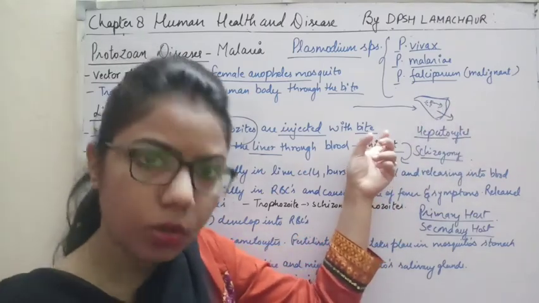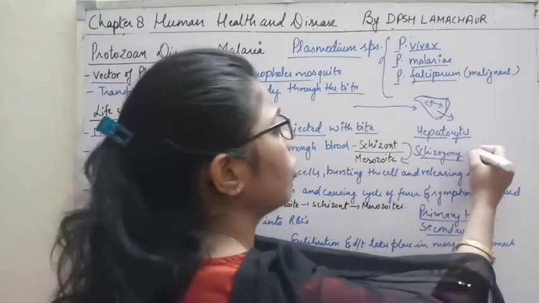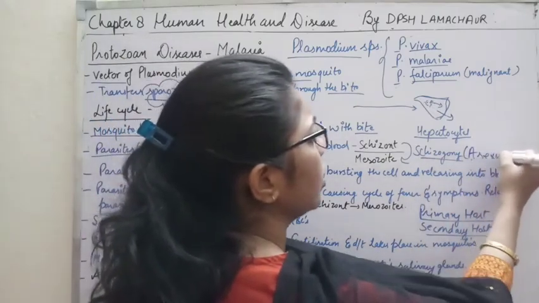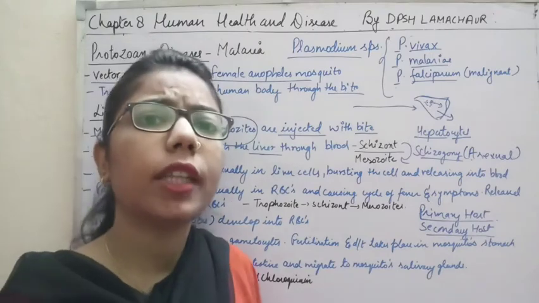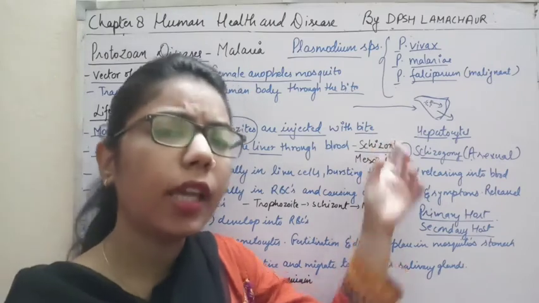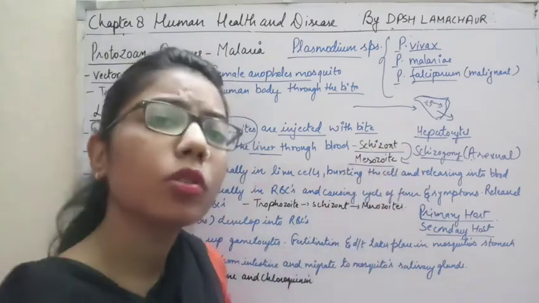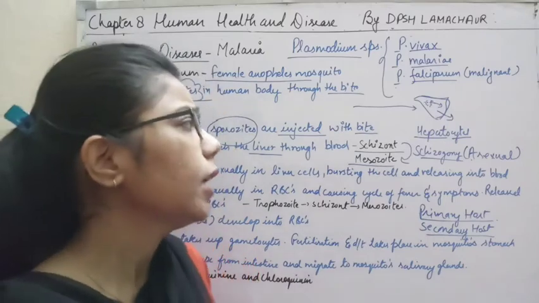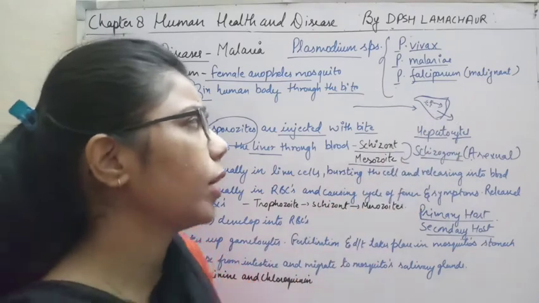Right. So if we talk about the human beings, as this sporozoite reaches the liver, in the liver it will form the schizont, and with the help of asexual reproduction, schizogony. What is it? It is the asexual mode of reproduction. During this mode of reproduction, there will be multiple fission of this part. Okay, and due to that, what will happen? There will be formation of merozoites.